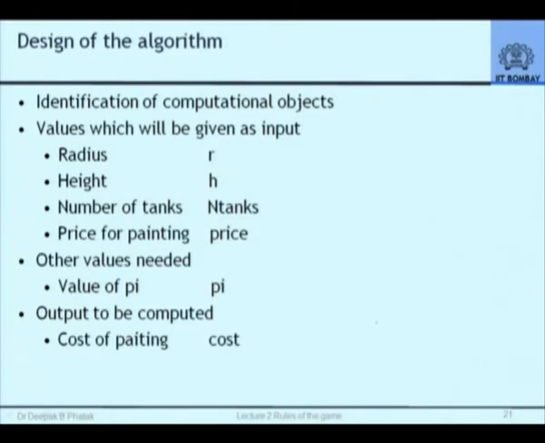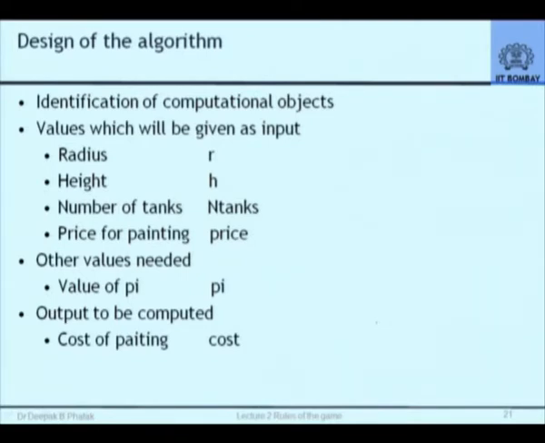I will now design my algorithm, and these are the typical steps when I design the algorithm. So I will identify the computational objects first. Values which will be given as input: radius. I have to choose a name to represent radius. I choose r. Value for height, I choose h. Value for number of tanks, I choose ntanks. I could have chosen any name. In fact, we will discuss what the different nomenclature is and so on. But I could actually have chosen different names. I could choose any one of the different possible names. Price for painting, I use the word price to represent price.